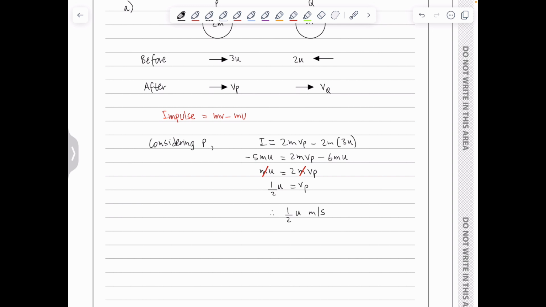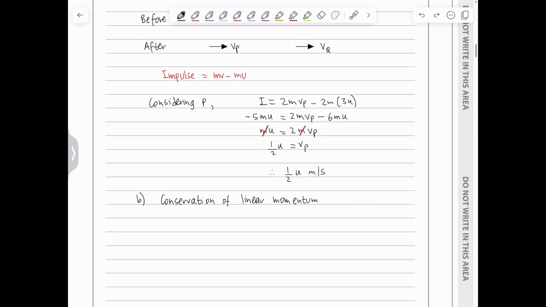In part B, we need to determine the speed of Q immediately after the collision, so I will be using the conservation of linear momentum here. So the momentum before the collision is simply 2m times 3u plus m times negative 2u, because the particle Q is moving to the left, is equal to 2m vp plus m times vq. So we get that 6mu minus 2mu is equal to 2m times the vp, which was found to be u over 2, plus m vq.